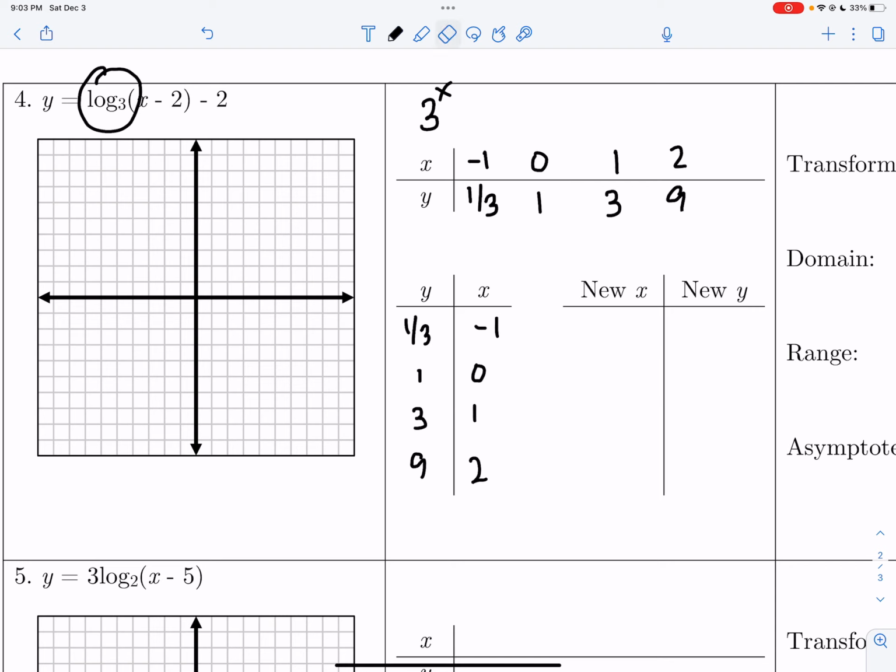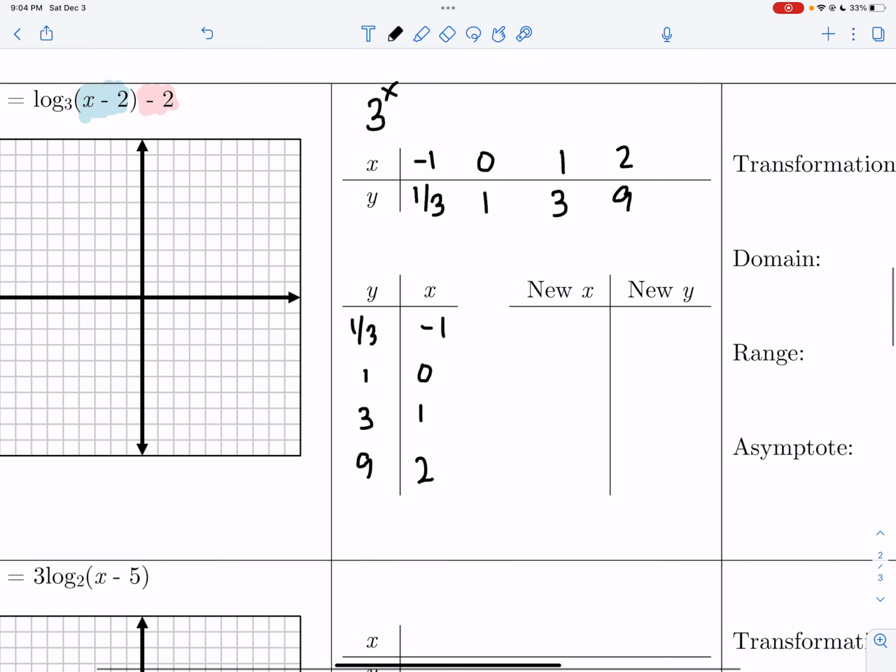Now I'm going to look at my transformations. I can see that I have right 2 units, and then I have down 2 units. So right 2, down 2. Remember that right 2 represents your x value, so I'm going to add 2. And then for my y values, I'm going to go down 2 to get these values right here.